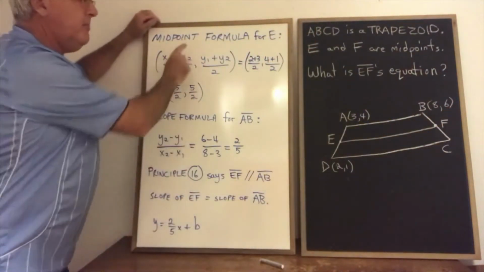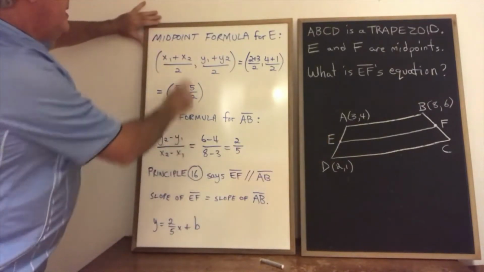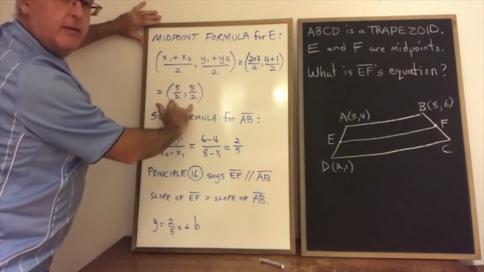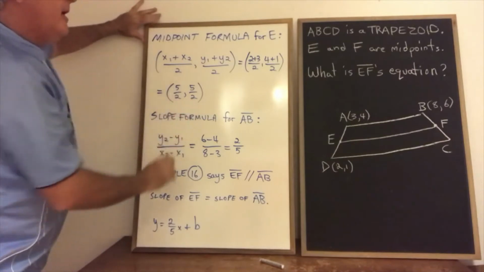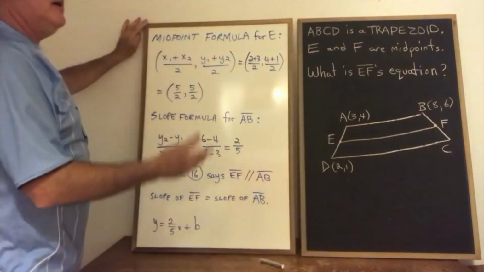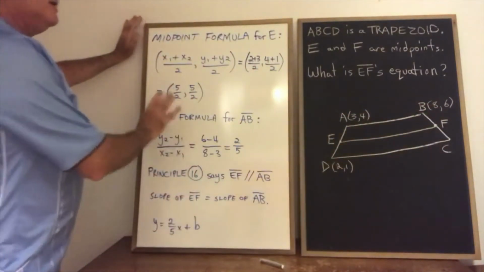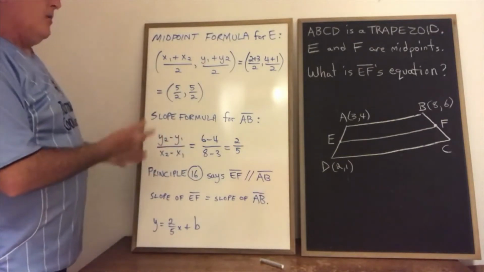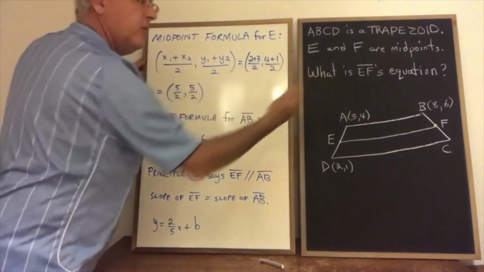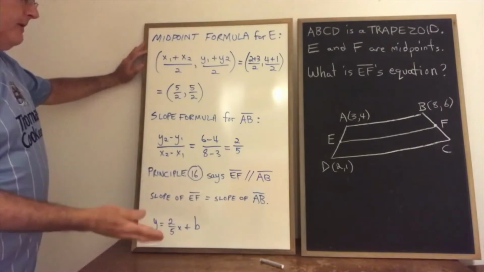The first thing that I'm going to do to solve this problem is use the midpoint formula to find the coordinates of point E. Using the midpoint formula, I find that point E has coordinates 5/2, 5/2. I can't do the same thing to find the coordinates of F because while I know the coordinates of B, I don't know the coordinates of C. So I have to try something else. What I'm going to do is use the slope formula for AB. Because I know 2 points, I can find the slope. Using the slope formula, I found a slope of 2/5.